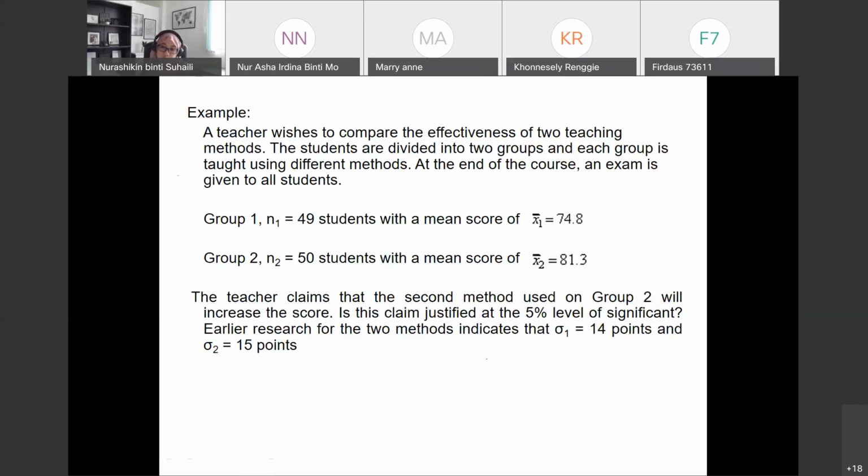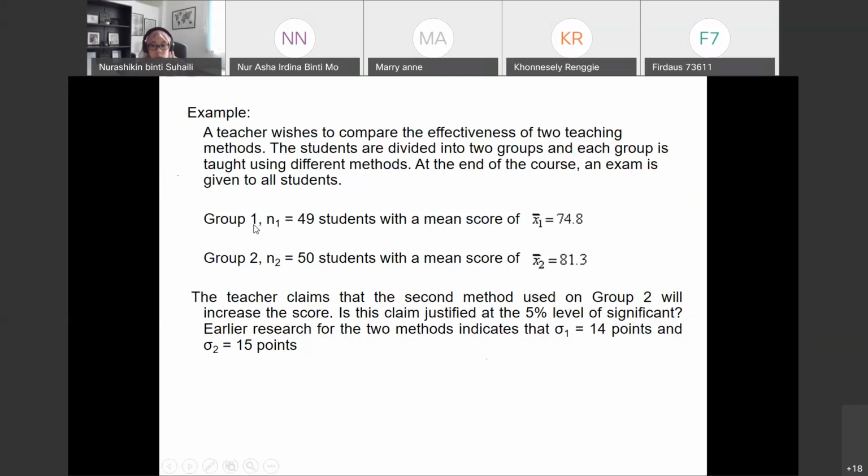So you have to know that you have to use the Z distribution. You have to calculate the Z. Okay. So what else can you analyze from the question? It's given clearly the mean and the n size. I just want to highlight which one is that? Okay. The teacher claims that the second method used on group 2 will increase the score. So this will be the hint for you for the alternative hypothesis. Okay.